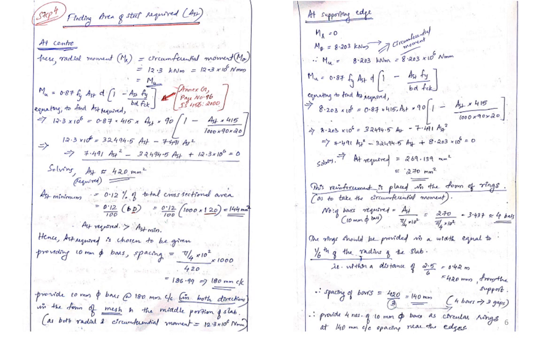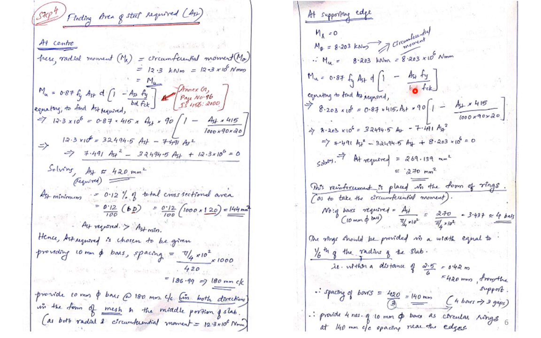Now at the supporting edge, Mr is equal to 0 and M theta, if you observe, is equal to 8.203 kN meter. So this is the circumferential moment at the supporting edge. Which is the higher value at the supporting edge? It is 8.203. So we are choosing it as Mu. The same similar steps follow here. Instead of 12.3, here the value is 8.203 kN meter.